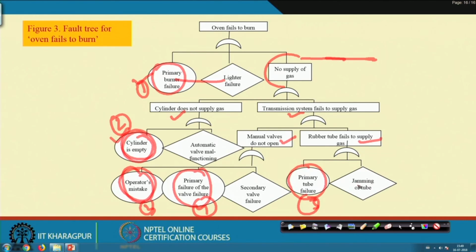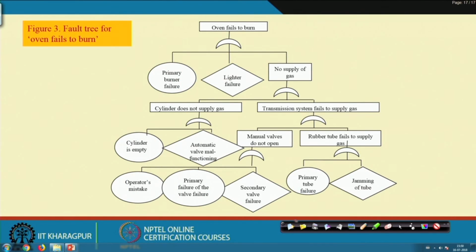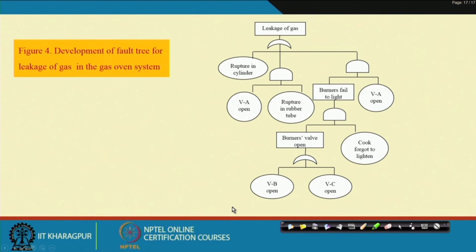Jamming of tube: why is there jamming of the tube, you have not explored it further. So, that is why you are putting it under secondary failure. Secondary failure means something which has to be explored further. In this manner the fault tree will be constructed. Okay. For the same thing you develop the case of leakage of gas.